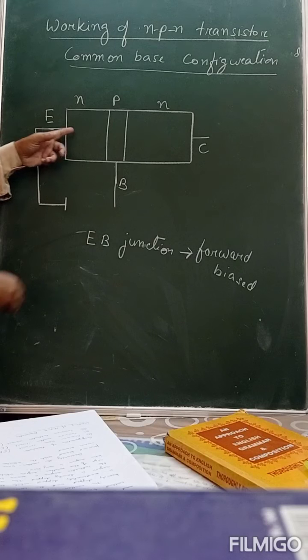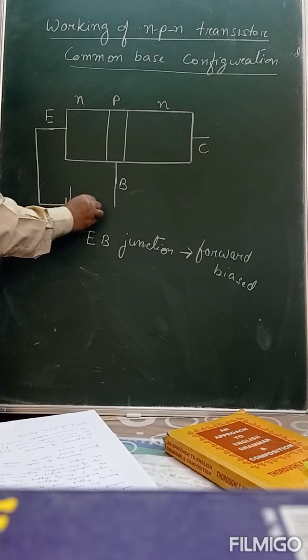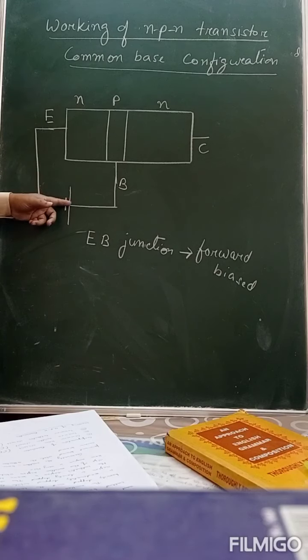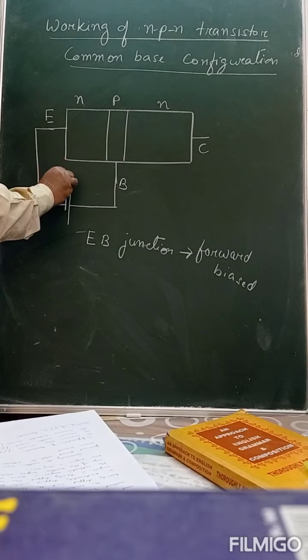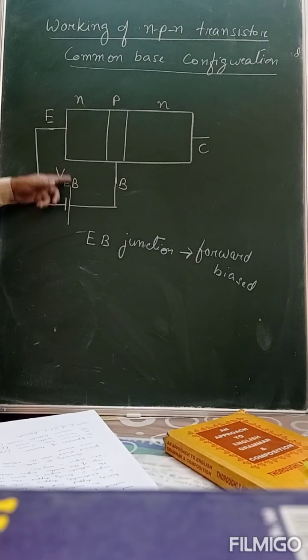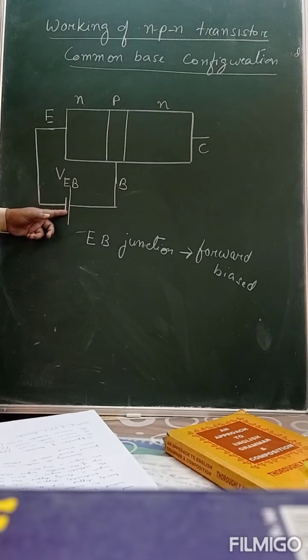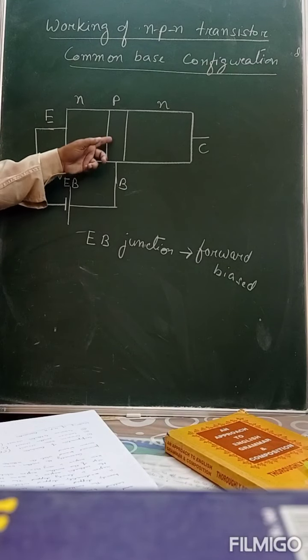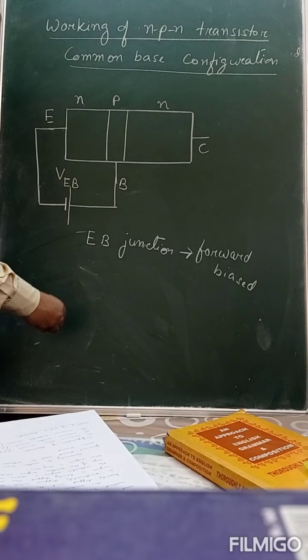This is an n-type emitter, therefore the negative terminal of the battery is connected to the n side and the positive terminal of the battery is connected to the p side. This voltage we write as VEB. Why VEB? Emitter base voltage, and base is common. VEB should be forward bias: the negative terminal of the battery is connected to the n side and the positive terminal to the p side.